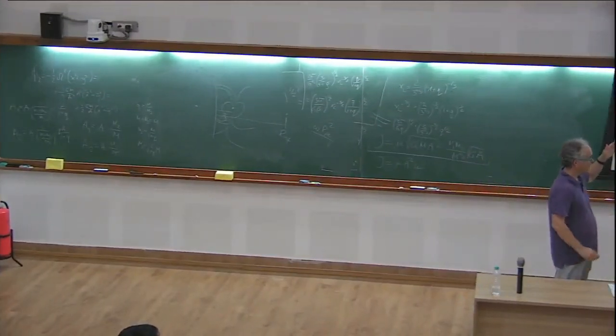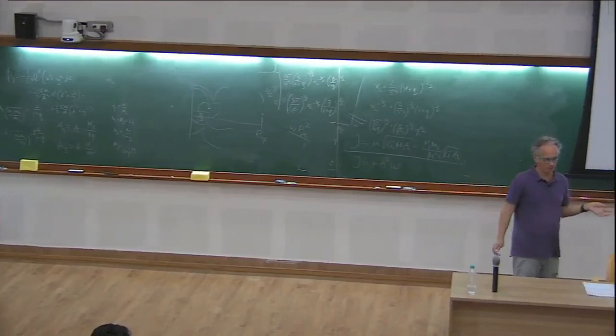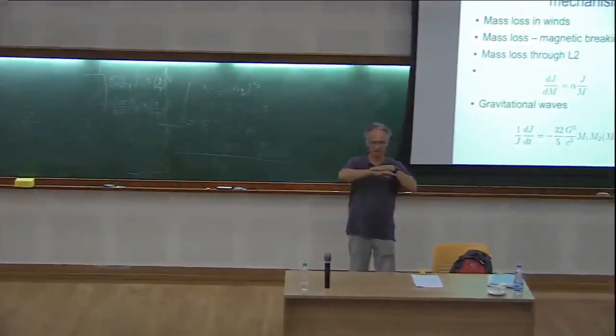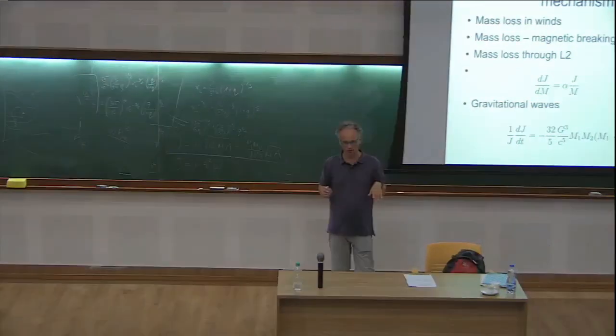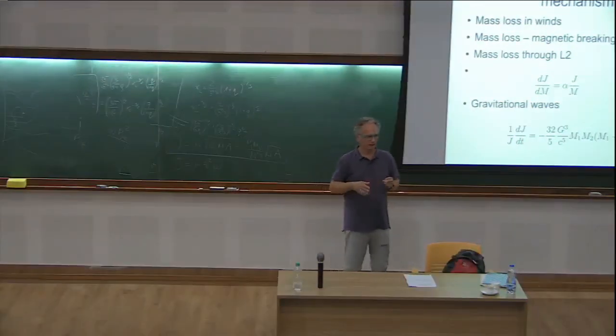Then, if we have slow outflow of matter from a system and it flows slowly through the Roche lobe potential, then this is going.